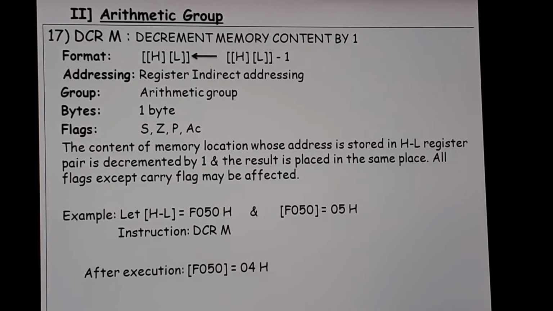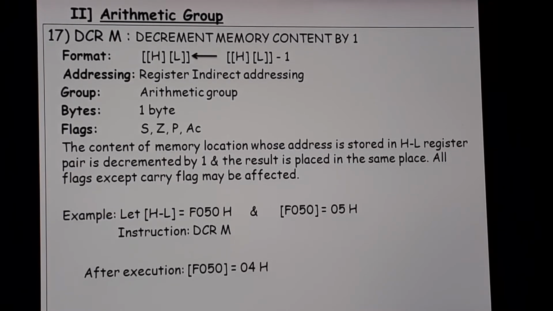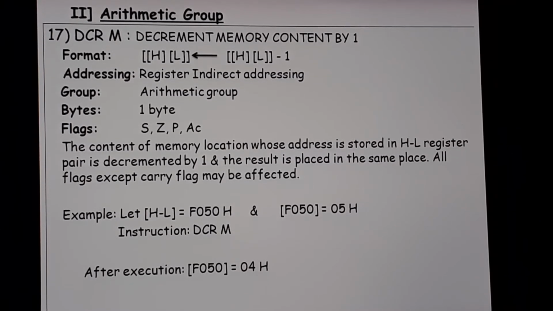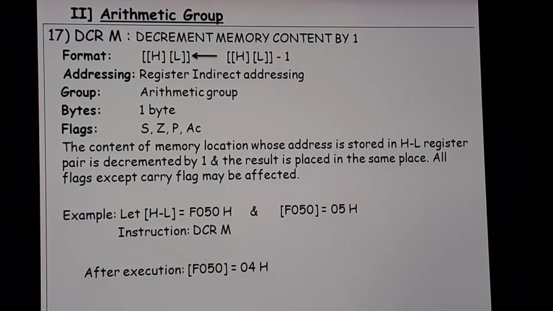Whenever you see M in the instruction, you always mention the sentence: the content of the memory location whose address is stored in the HL register pair is decremented by 1. Since it is a decrement operator, you say that it is decremented by 1 and the result is stored in the HL register pair itself. Here I have taken an example as HL is equal to F050.